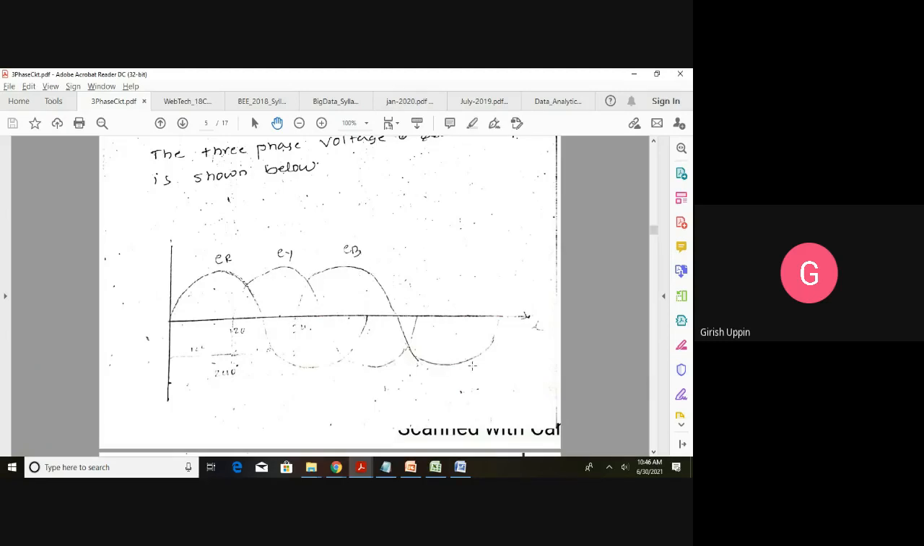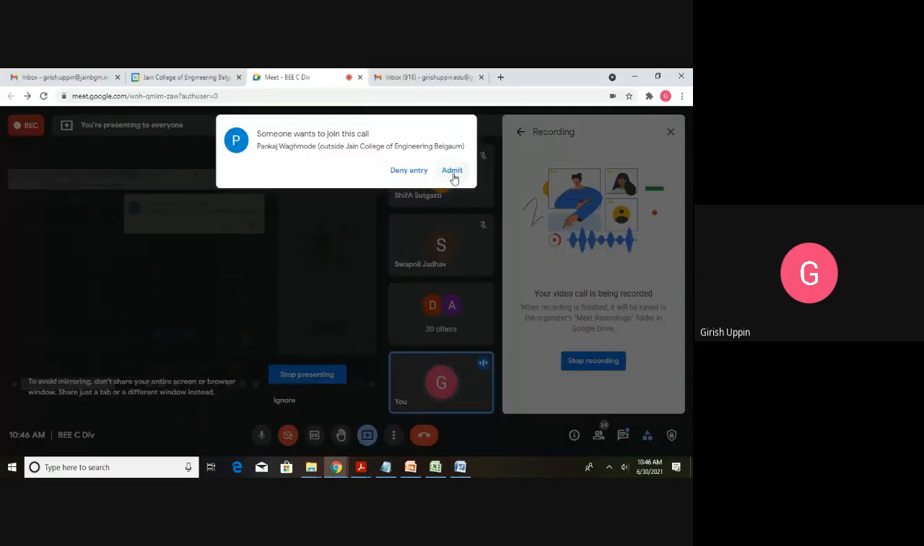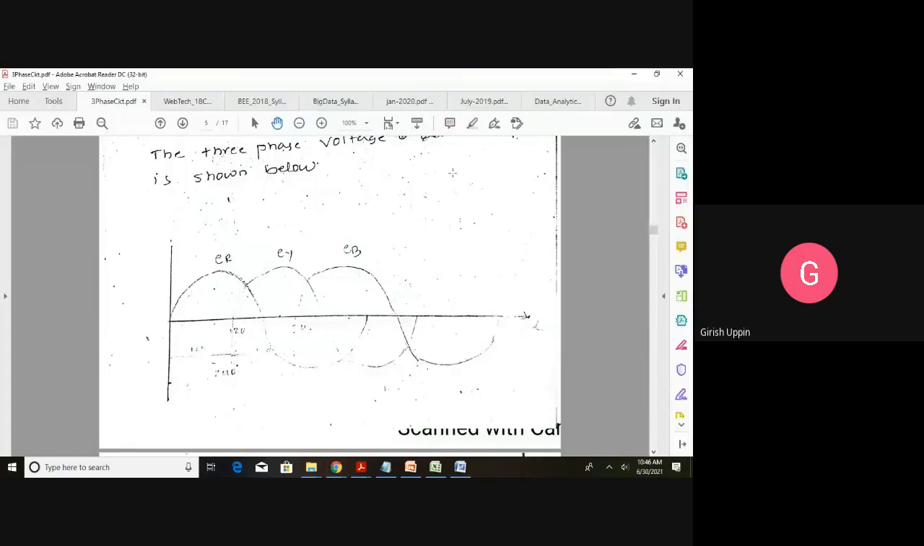Now, as long as the three coils are rotating in the magnetic field, we are going to see the three-phase voltage on the terminals of those particular conductors. So how many terminals are there? Three phases. For each coil, there are two terminals, right? R phase coil has two terminals.